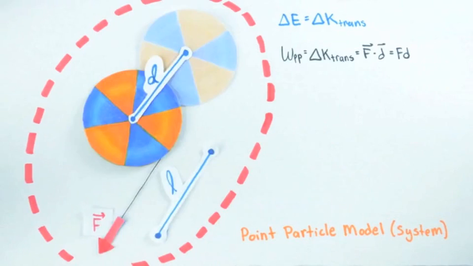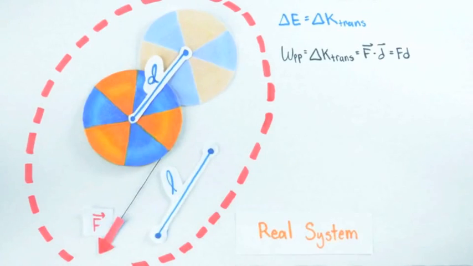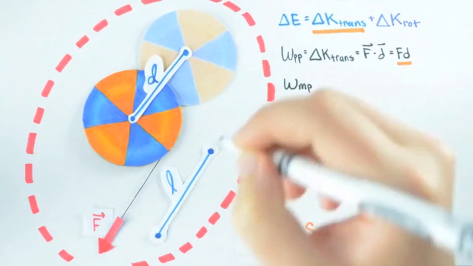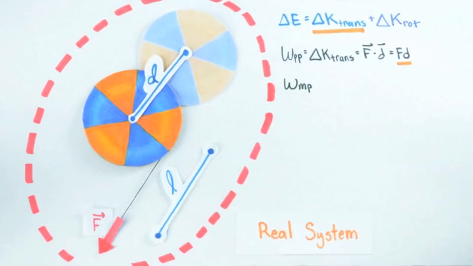Now we can return to the original multiparticle situation, which the textbook calls the real system. Now let's apply the energy principle to this. The change in system energy in the full problem has two parts. As we said earlier, delta K translation and delta K rotation. Now, however, we know delta K translation from solving the point particle model earlier. We only need to find the energy transfer in the full problem. The only non-zero transfer is the work done by the force F.